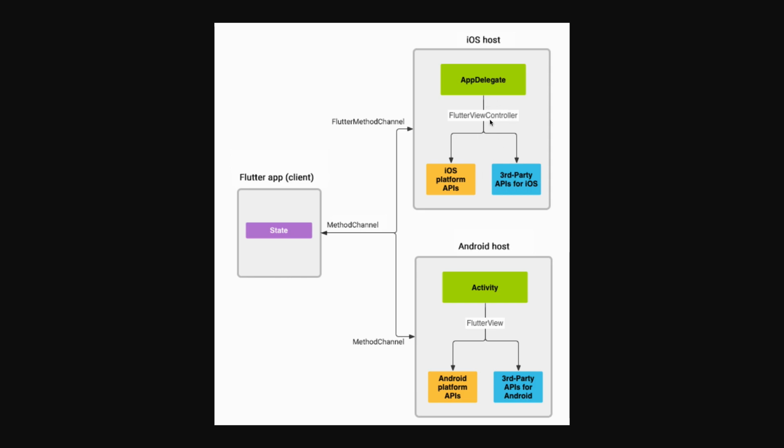Via the view controller, this will be distributed via the Flutter method channel, and that will go to the Flutter app. It is the same in Android. In Android we have activity instead of app delegate, and we also have Flutter view, and then we can use the Android APIs or third-party APIs for Android. Now, in a nutshell, that's in short how to handle it.